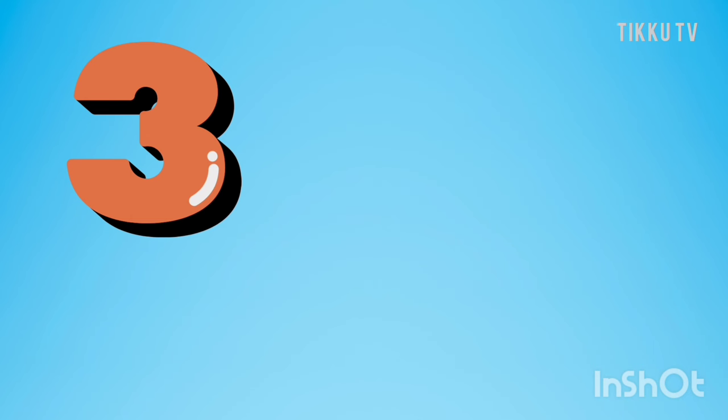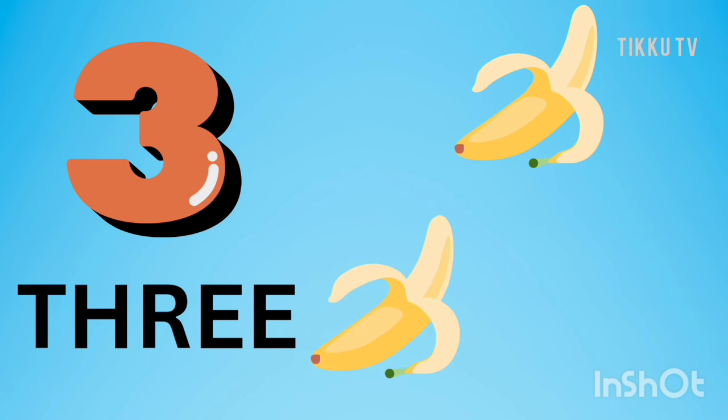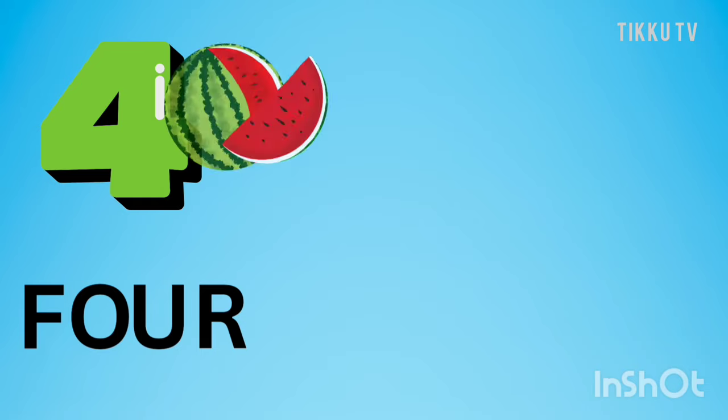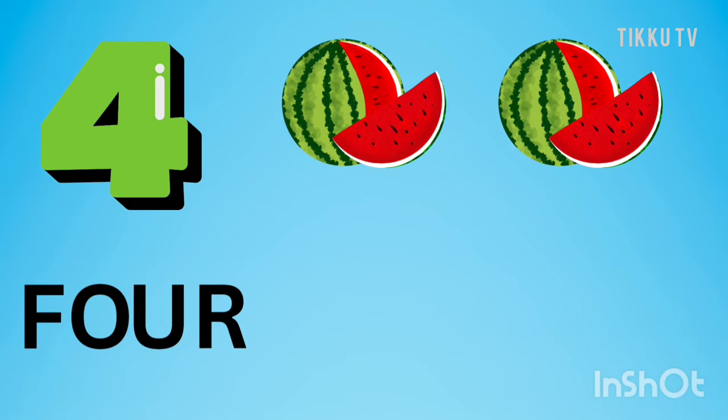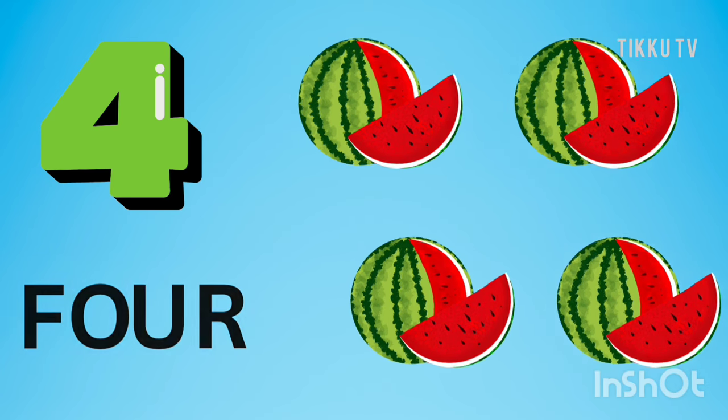This is number three. Let's spell the word. T, H, R, E, E. Three. One, two, three. Three bananas. This is number four. Let's spell the word. F, O, U, R. Four. One, two, three, four. Four watermelons.